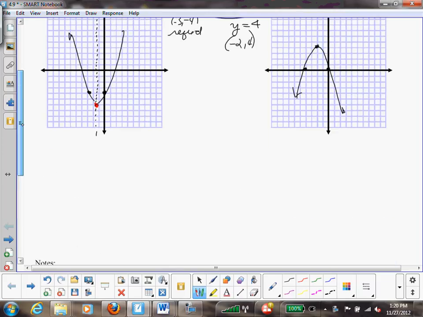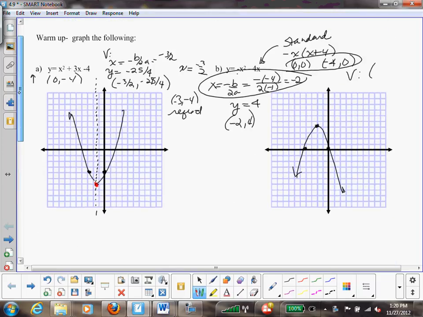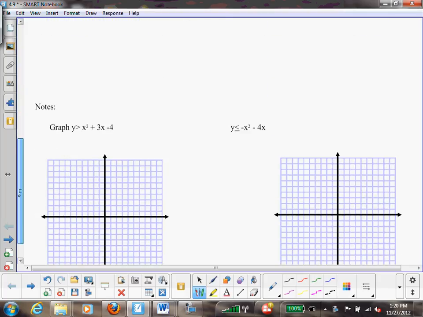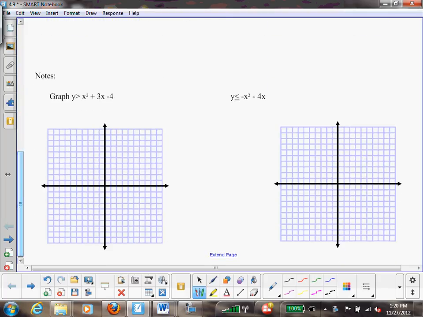They should be replications of the ones that we just did up here, just with inequalities in there. These are corrected notes. We're dealing with parabolas again, but we're making them inequalities. So inequalities means I have to do what? Shade. Right. This is inequalities.